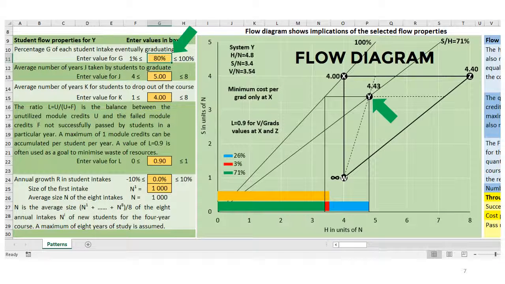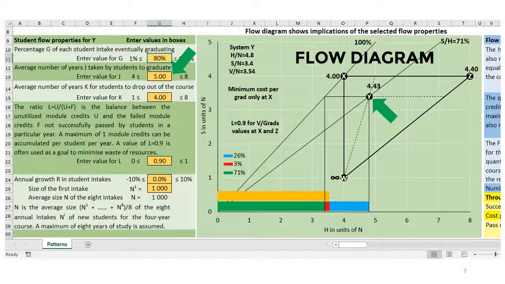On the Excel page, the text to the left of the flow diagram defines 5 of the essential flow properties and shows boxes with values assigned to them by way of example. The first essential flow property is the graduation rate G, or the percentage G of each annual student intake eventually graduating. A value of 80% has been assigned to G, for example.